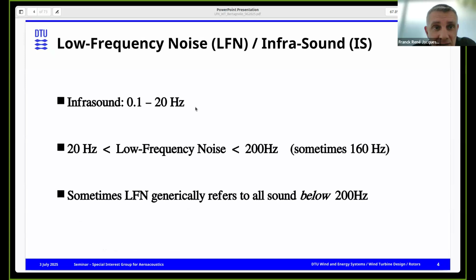So just to be clear, when we speak about infrasound, it's usually from 0.1 Hz. It's very arbitrary. At 0.1 Hz, it's like 10 seconds, so it might be just a change in pressure, and I'm not sure if it could be defined as noise, but infrasound is usually up to 20 Hertz. And then low frequency noise is from 20 to 200 Hertz, sometimes 160, depending on the authors. Generally, we refer to low frequency noise for everything below 200 Hertz. So there is not a clear definition here, but we know the range of frequencies.